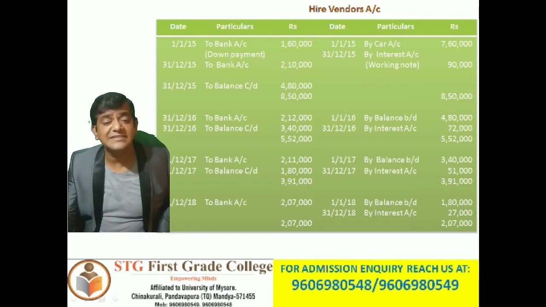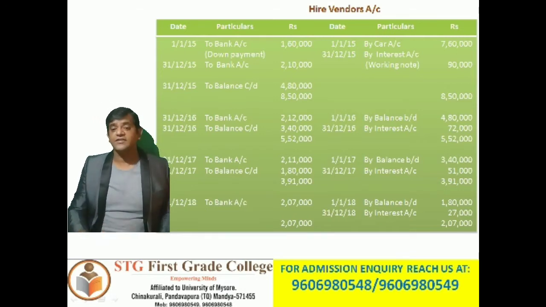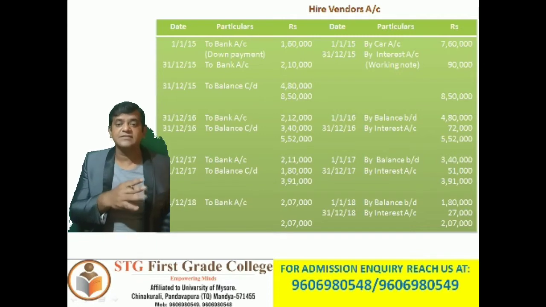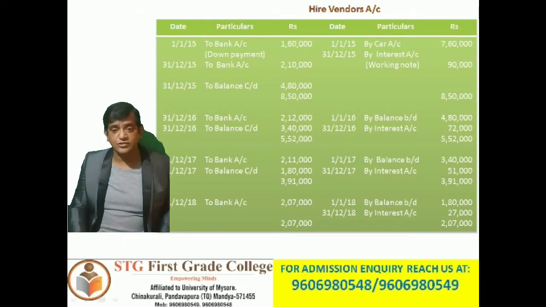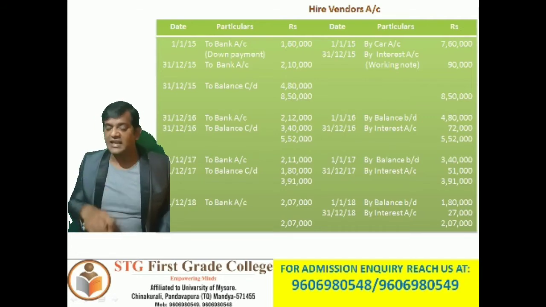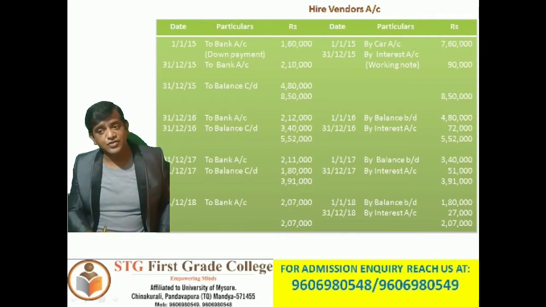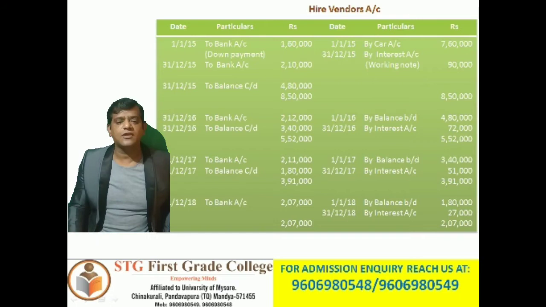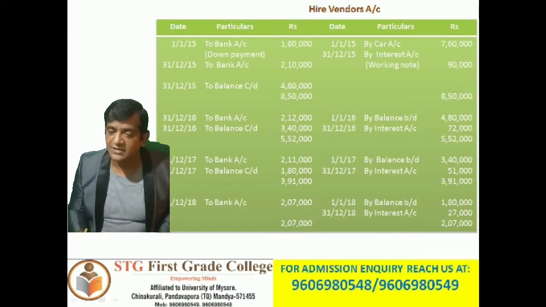So next, 2017. Opening date for 2017, 1/1/2017, by balance brought down 3,40,000. So 3,40,000 is the balance brought down. For that amount, by interest account on the closing date 31st 12 2017, by interest account 51,000. So total it, you are going to get 3,91,000. So check out how much is the third year installment, that is 31st 12 2017 to bank account 2,11,000. Same date 31st 12 2017 to balance carried down 1,80,000. When you total it, you are going to get 3,91,000.